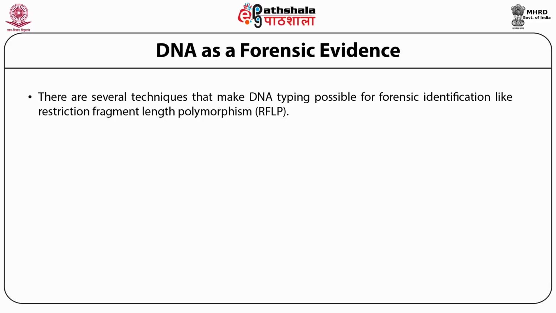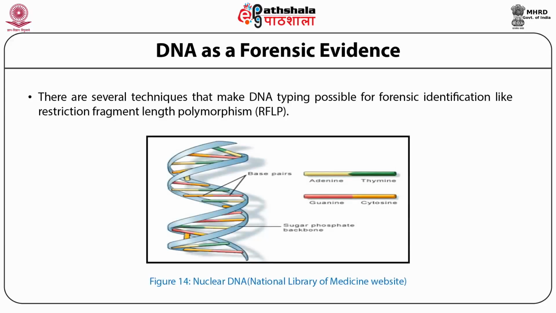As DNA can be obtained from a number of biological materials including saliva, tissue, blood, hair follicle, semen, bone, and from a scene of crime, here we can see the figure of the nuclear DNA. It has base pairs and a sugar phosphate backbone. Here we see the nitrogen bases: the purines adenine and guanine, and the pyrimidines thymine and cytosine, and their arrangement. This nuclear DNA also acts as a material for identification of a person.